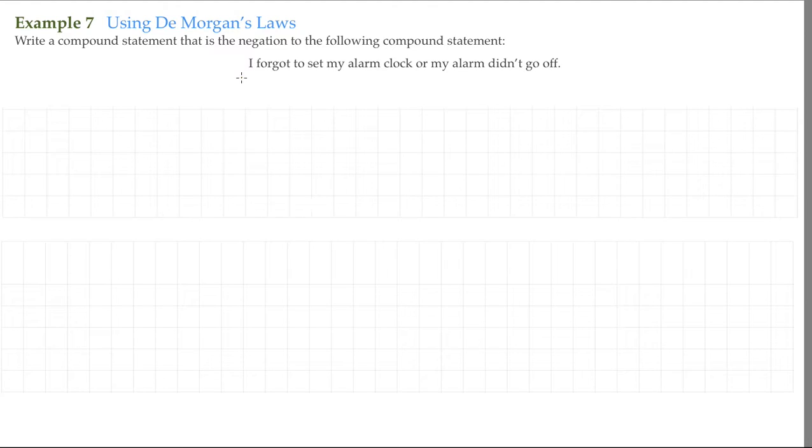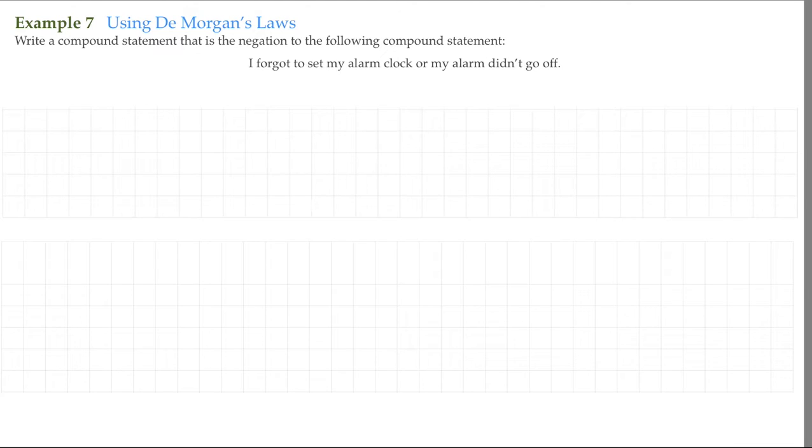Here we have this compound statement right here, and what we're going to do is use De Morgan's laws to negate this statement. Don't forget, a negated statement is where the truth values of one compound statement are the negations of the truth values of another compound statement.